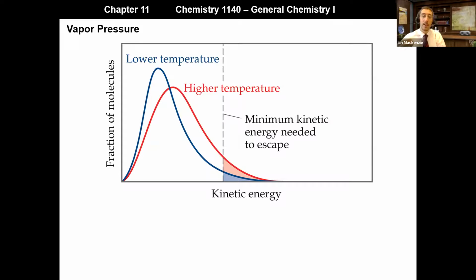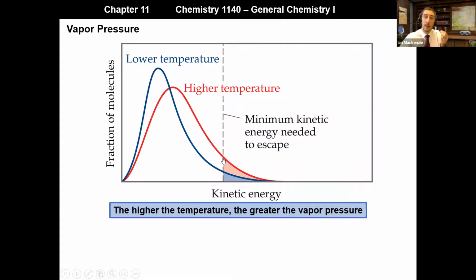What we'll notice is that as you increase the temperature of the solution or the system, kinetic energy is directly proportional to temperature. So as you increase the temperature, you shift this curve to give more proportion of molecules the minimum kinetic energy required to escape the liquid phase and become part of the vapor and thus contribute to the vapor pressure. So the higher the temperature, the greater the vapor pressure for any liquid.